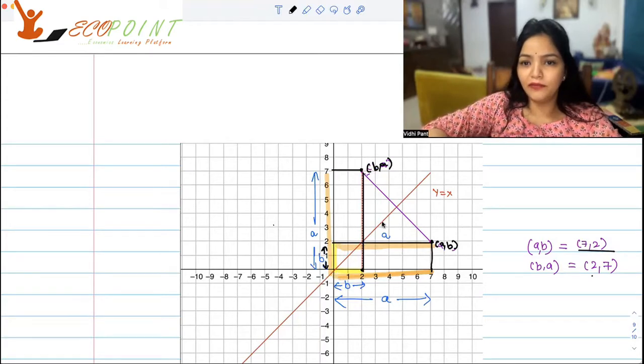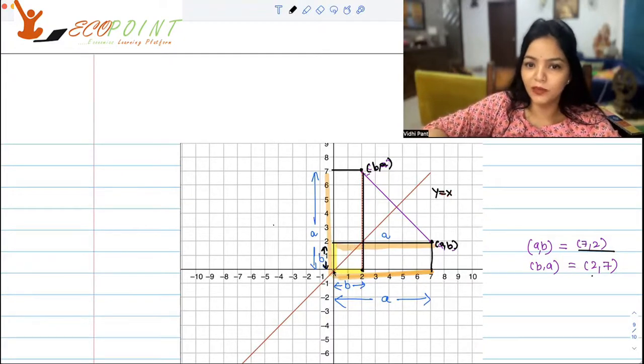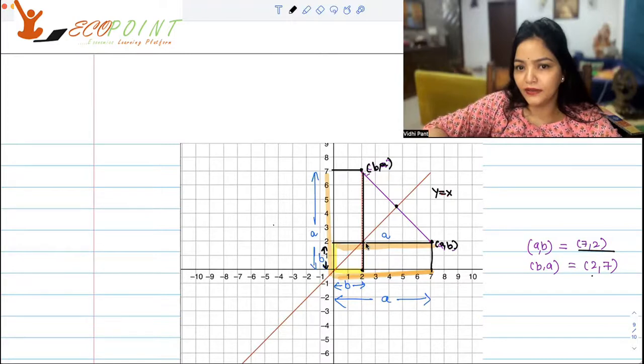And additionally, what I've done here is that you have a line y equals x here, which is basically passing through the origin, a 45-degree line, moving like this. If you notice, this is a right angle triangle, with exactly the same dimensions here. So it's an isosceles triangle here, a right angle triangle. And this is the hypotenuse.